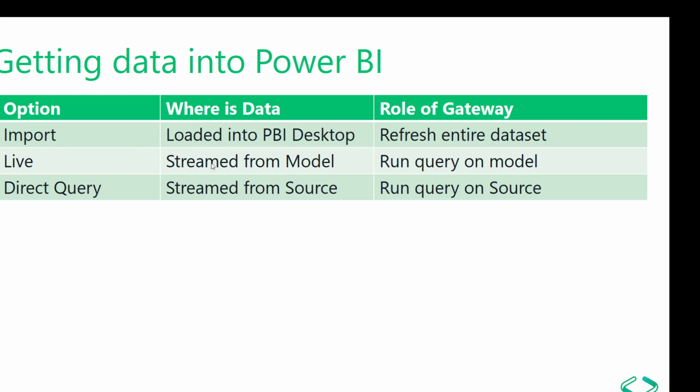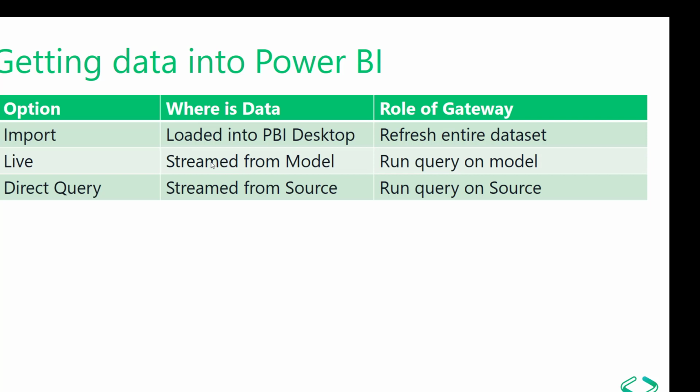A live and a direct query are both where they're streamed from the model, but they're slightly different in architecture. Live is really only for analysis services, and that's where you're replacing the Power BI model with an analysis services model. So the enterprise model rather than the smaller functionality provided by Power BI. So every time a user clicks on a chart, it's a live query going back to the analysis services.